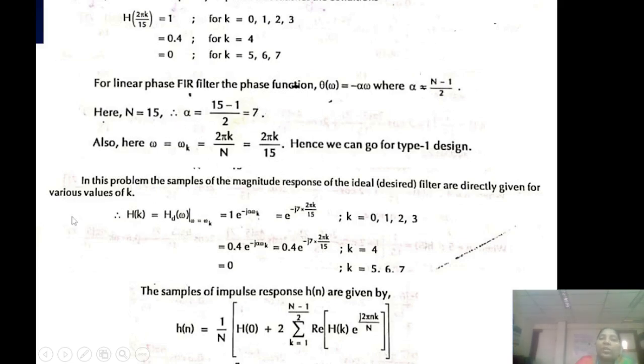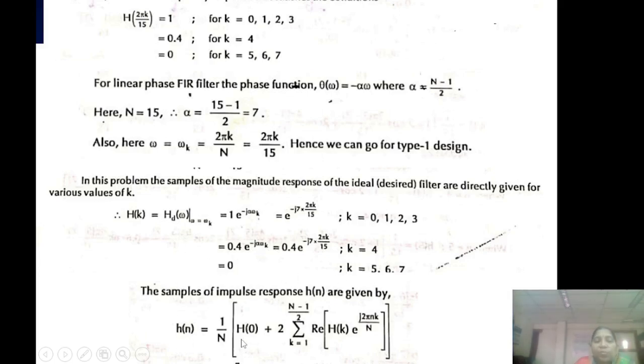Now according to the given problem, the first step is H of k equal to H_d of e power j omega where omega equal to omega k. In this place we have 1 into e power minus j alpha omega k. In the place of alpha we will be substituting 7, and in the place of omega k we will be substituting 2 pi k by 15, for k value 0 to 3. For k equal to 4 it is 0.4 into e power minus j alpha omega k, and for k equal to 5, 6, 7 it is 0. So we will be getting this expression.